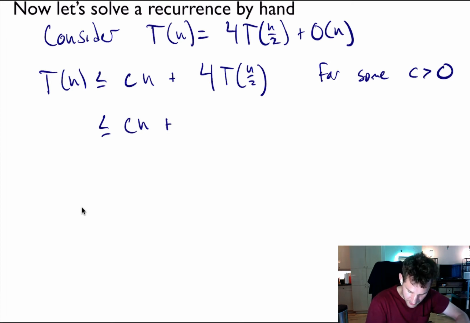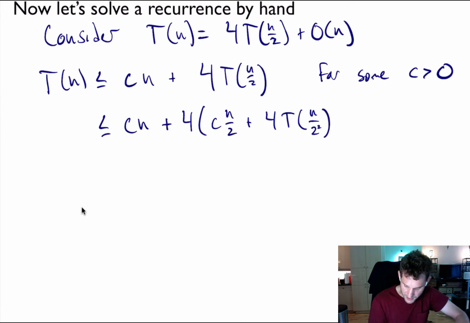We have this as plus 4 times, okay, now let's be careful. This is c times n over 2, because remember now the input here is n over 2, not n, plus 4 times t of n over 2 squared, right? Because we now have another divided by 2 in there.